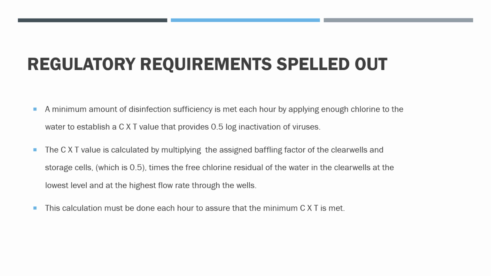And that's going to be multiplied times the free chlorine residual of the water in the clear wells at the lowest level and at the highest flow rate going through those wells. And this calculation has to be done each hour to assure that the CT value is being met. So when you think about it, the CT calculation is really done after the fact. Whatever happened the previous 24 hours, the superintendent comes into work and does a calculation to see that he or she met the CT value the previous day.